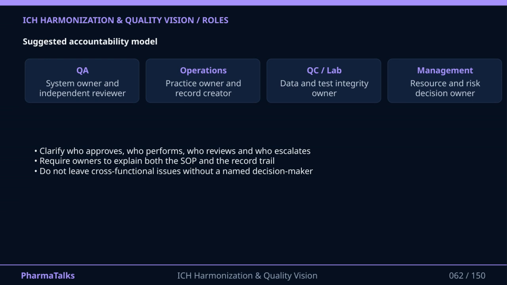A crucial point here is the need to clarify who approves, who performs tasks, who reviews those tasks, and who escalates issues if there are problems. Every process should have clearly defined roles with named decision makers, especially for cross-functional issues, so nothing falls through the cracks. Additionally, owners must be able to explain both the standard operating procedures and the associated record trails to maintain transparency and accountability. This clarity in role definition supports the broader ICH goal of harmonizing quality standards across functions, ultimately helping to maintain high-quality outcomes in pharmaceutical operations.